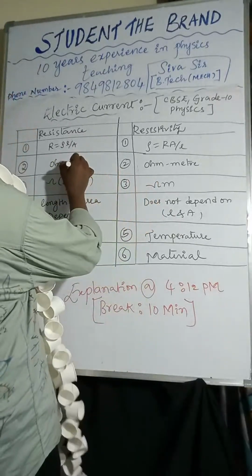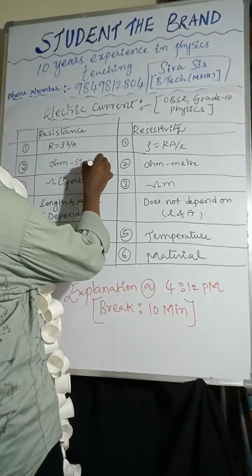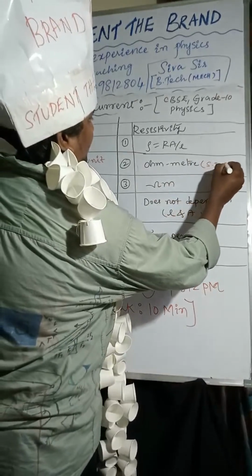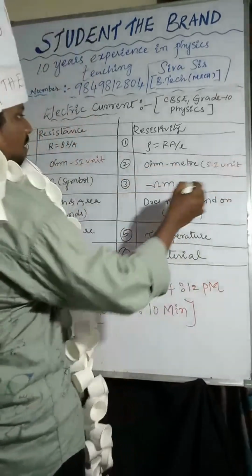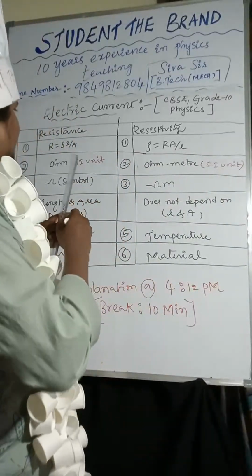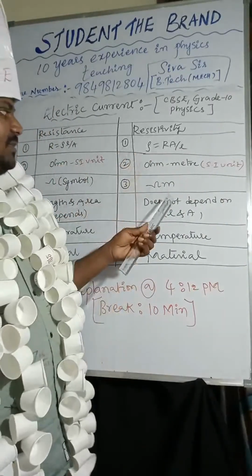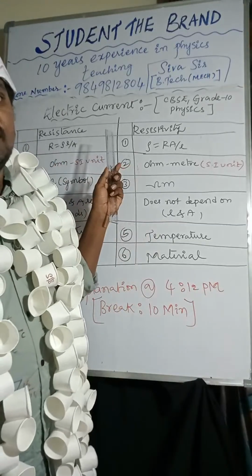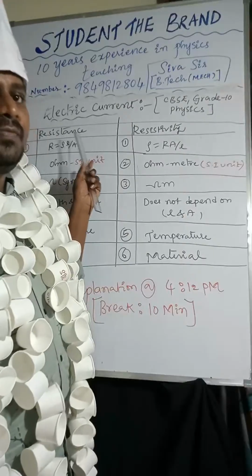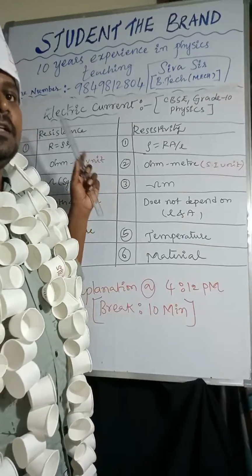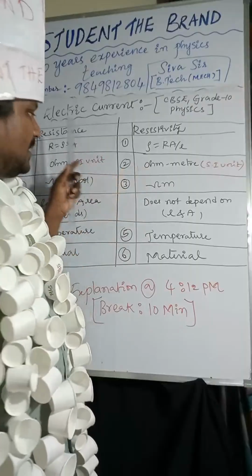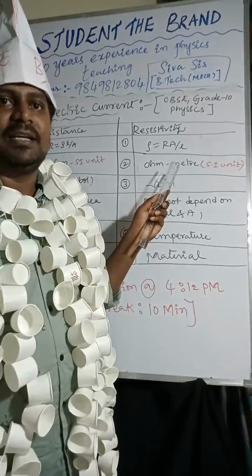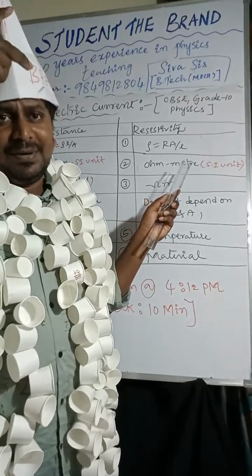I am writing here SI unit, and this one also SI unit. The symbol for resistance, and resistivity is ohm meter. Resistance depends on the length of the conductor and on the area of the cross section, but resistivity does not depend on length and area.